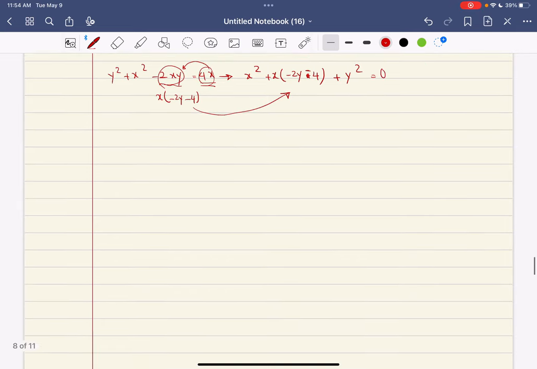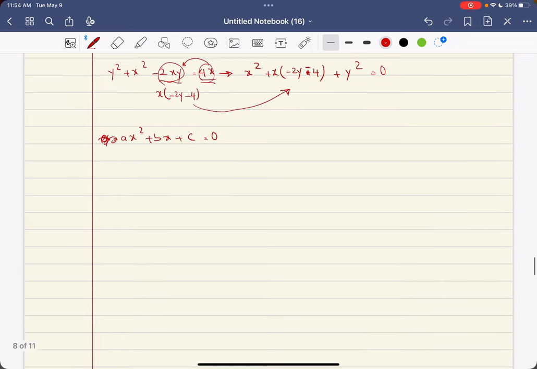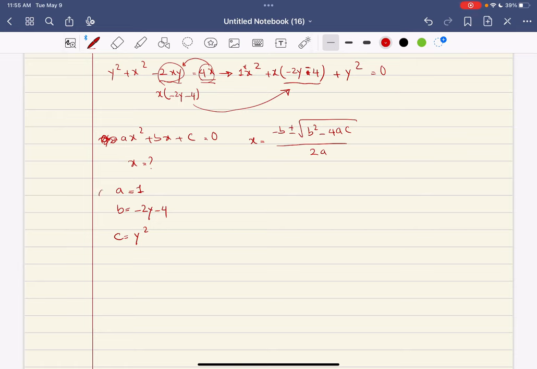So you know how we find the roots or the answers for this equality, right? How should we find the roots of x? x would be equal to negative b plus minus root b to the power of 2 minus 4a times c, over 2a. So in our question, a is 1, b is this part, negative 2y minus 4, and c is y to the power of 2.